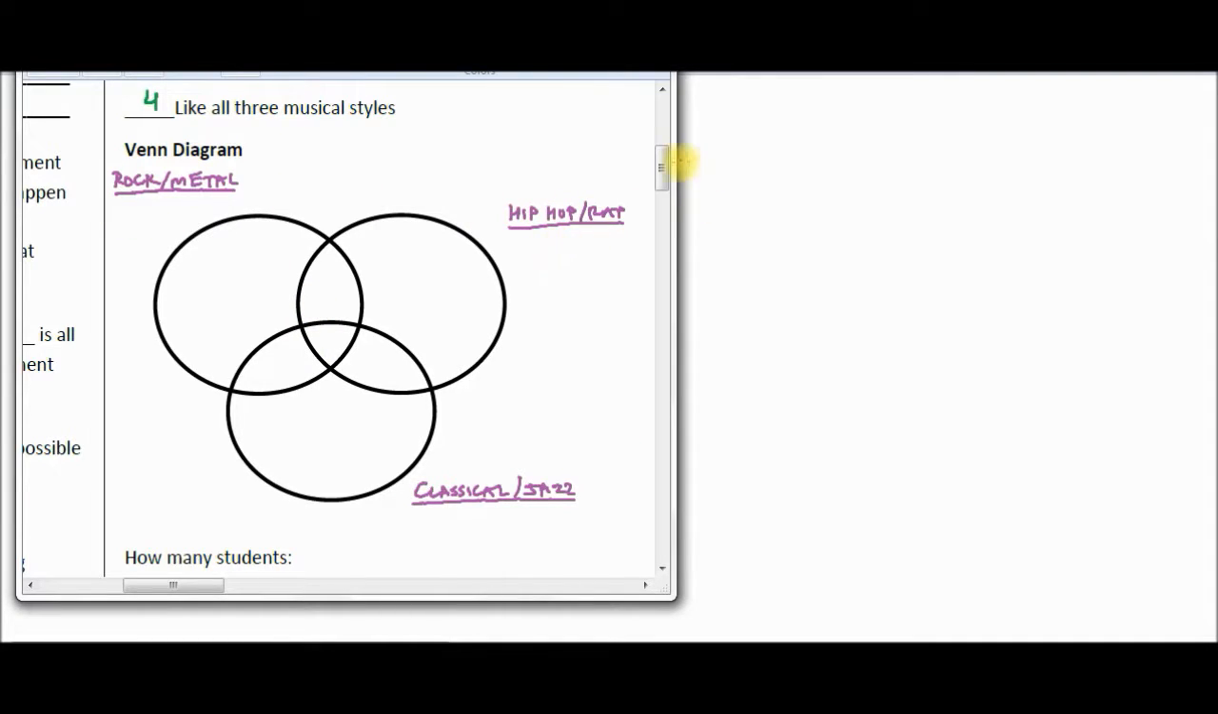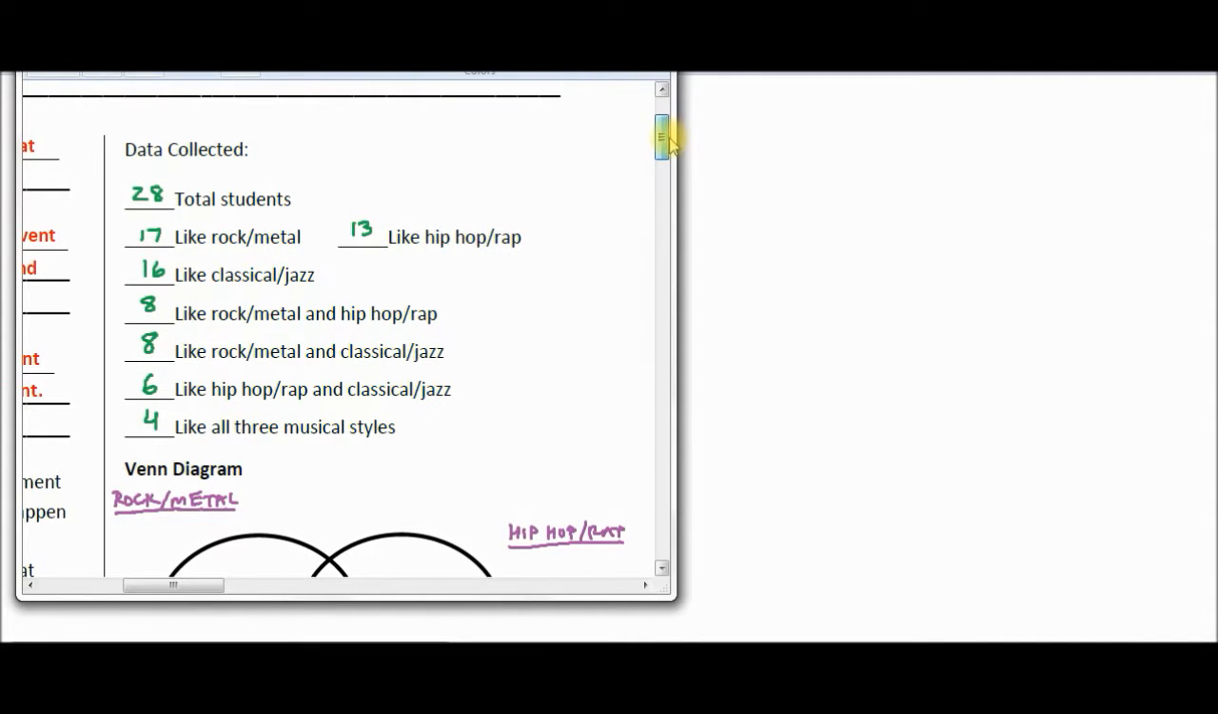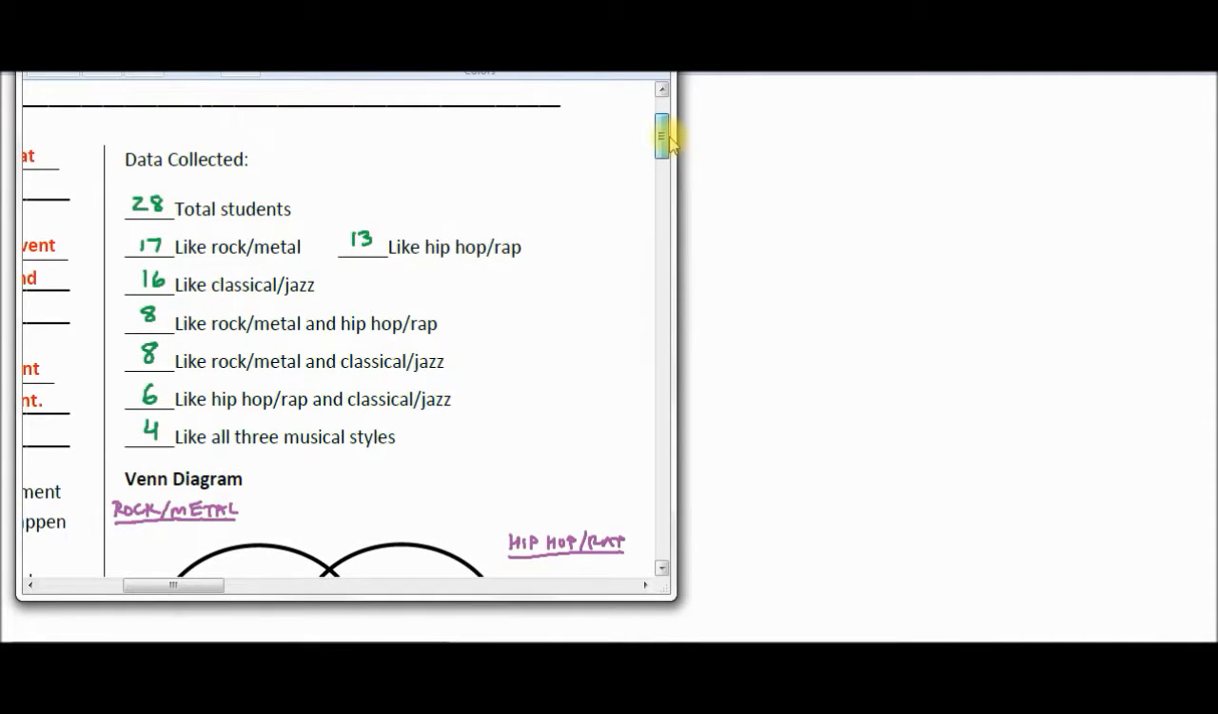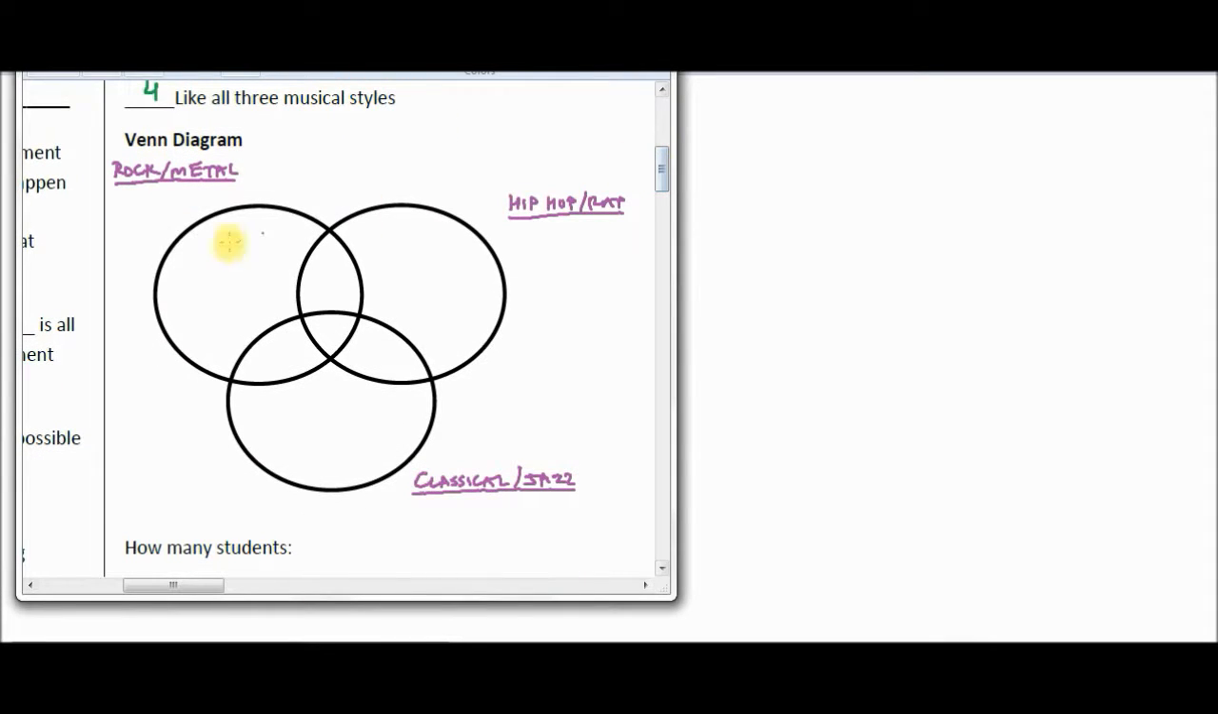Okay, now what we're going to do is we're going to go up. The first thing we're going to do after we label our circles is go back and figure out how many students are in each one of those categories individually. We've got 17 who like rock metal, 13 like hip hop rap, 16 like classical and jazz. So over here we're going to write 17 like rock or metal, hip hop or rap is 13, and classical jazz is 16.